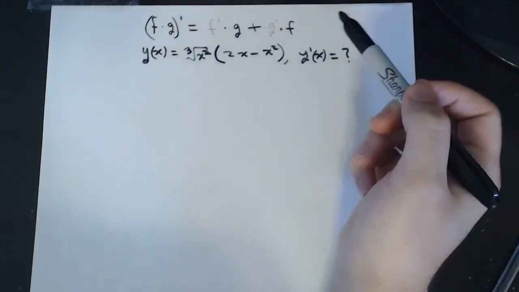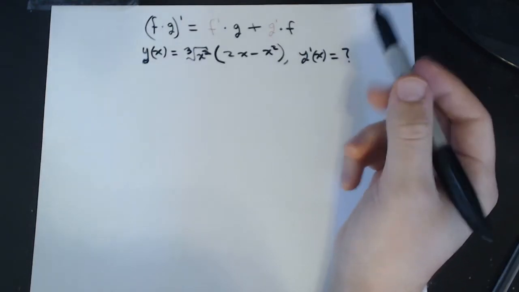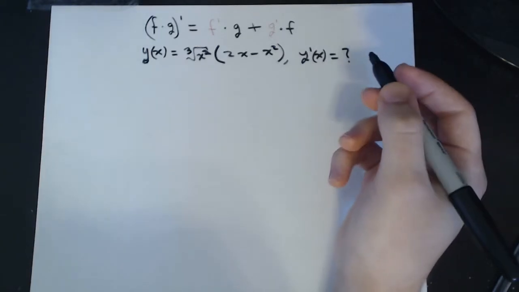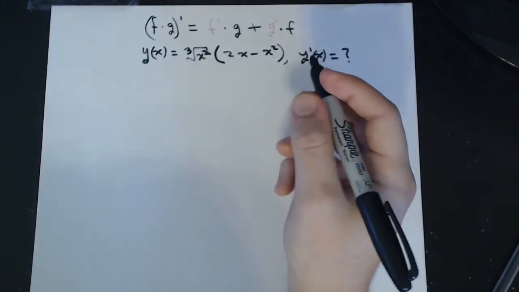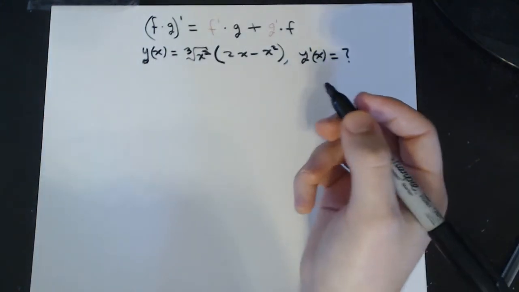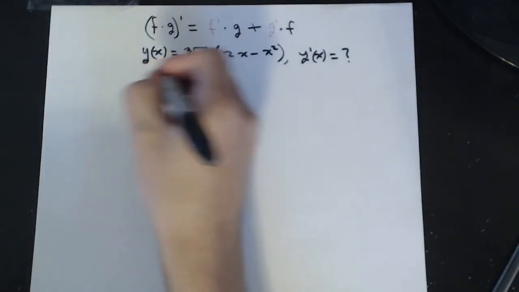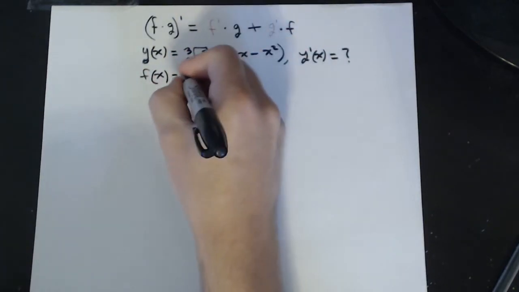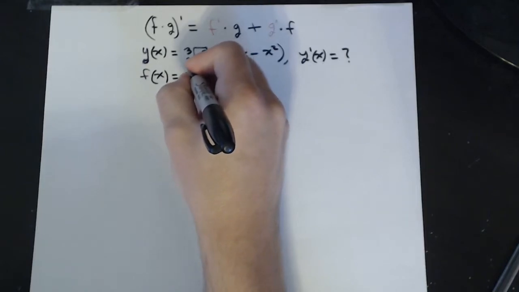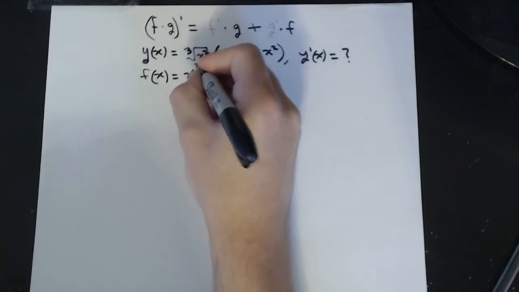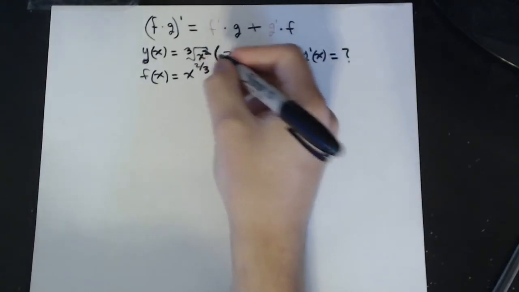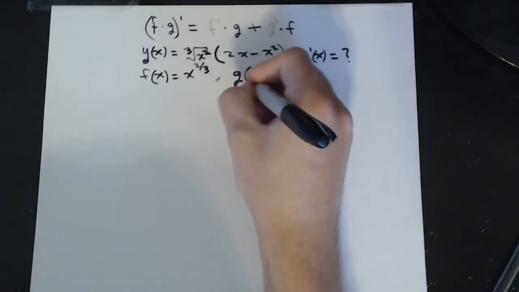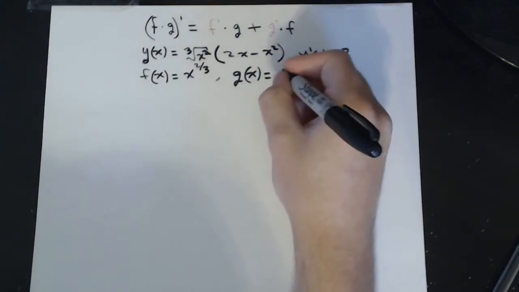So if this is our function here, y of x is the cube root of x squared times 2x minus x squared, and we're asked what's y prime of x. I think in the beginning when you're doing these problems especially, it's easier to just write out what you're going to call f and g. So I'll call f of x, and I'm going to rewrite this as x to the 2/3 to make it easier. So we do power over root when we have that type of situation. And then my g of x is going to be our other function, 2x minus x squared.